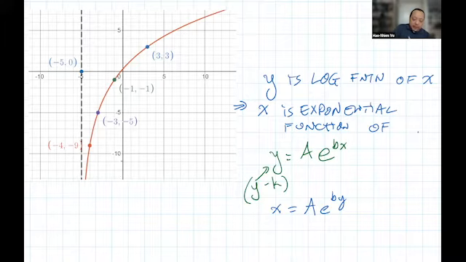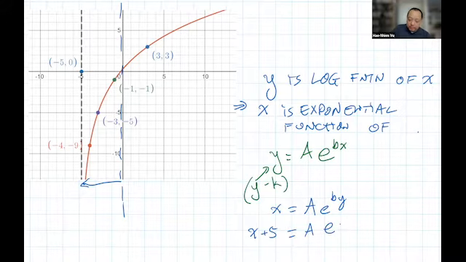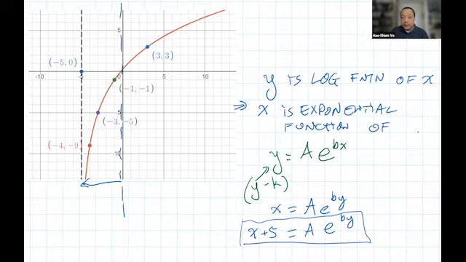But the vertical asymptote, remember that the logarithm function usually has a vertical asymptote on the y-axis. This one has an asymptote that's shifted to the left by 5. So that means we're looking at x plus 5 is equal to a e to the b y. That's my equation. And now I'm going to go look for capital A and little b. Let me copy this picture below, and then we'll start solving.